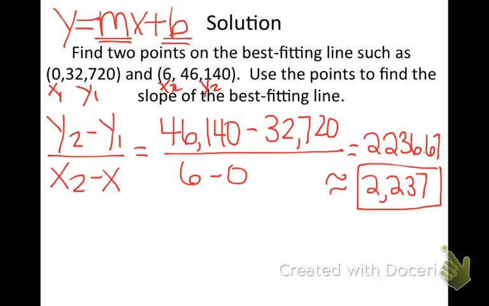When I look at my graph, I can see what the y-intercept is. The y-intercept is where your line is crossing the y-axis. That's at 0 years since 1995. So looking back at your table, you can see that in 1995, your line is at 32,720. So I'll substitute in my slope and the y-intercept.